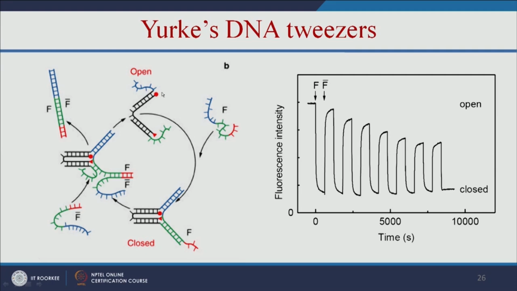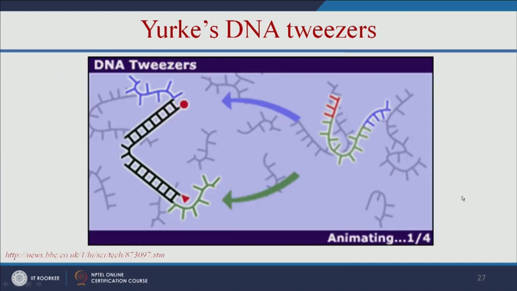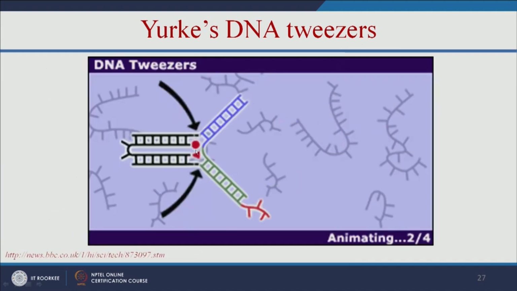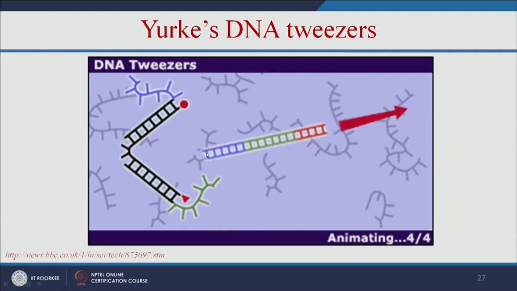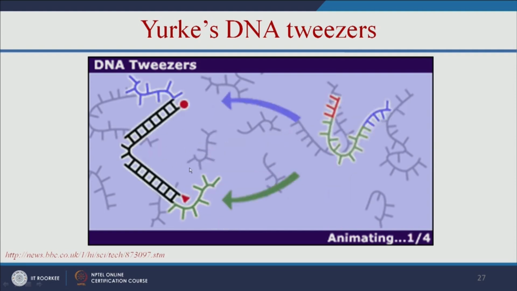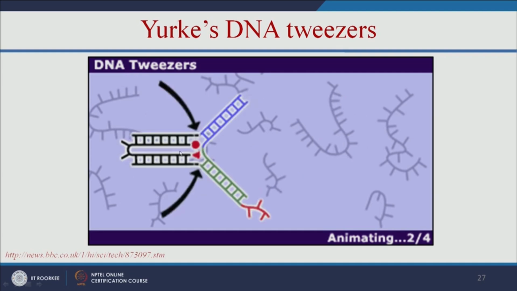Here you will get the fluorescence, because the fluorophore and quencher are separated, so it will give a fluorescence signal. In this picture you can see the fluorescence intensity is higher in the open state, and the fluorescence intensity is down in the closed state. The same DNA tweezer in animation you can see here: when the strand binds it becomes the closed state, and when the strands get removed it again becomes the open state.